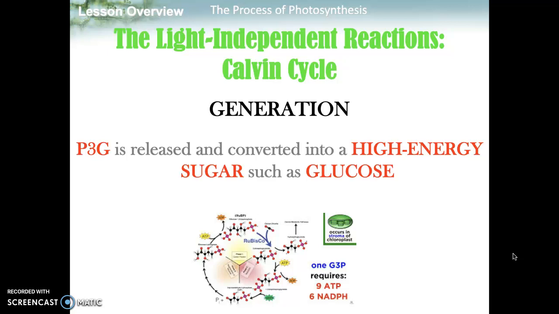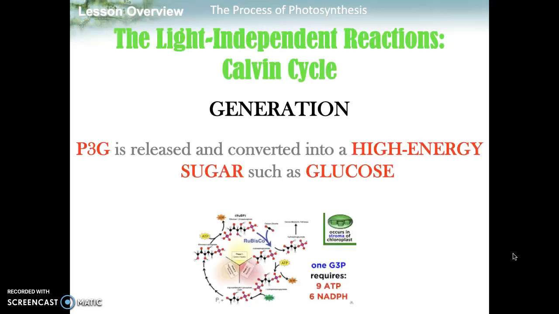That's why we call it a high energy sugar. Okay, so again, we have the carbon fixation. CO2 joins with the RUBP. That produces the glycerate. That glycerate then is reduced into P3G. The P3G is either regenerated into RUBP or it is used to generate our high energy glucose.